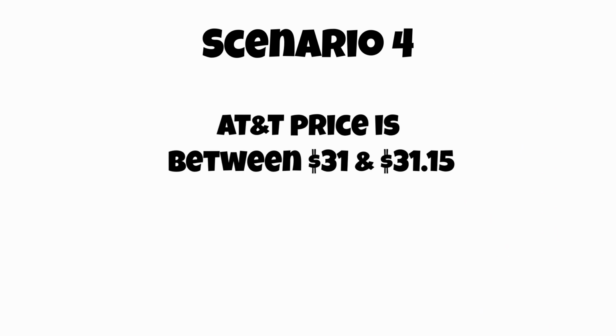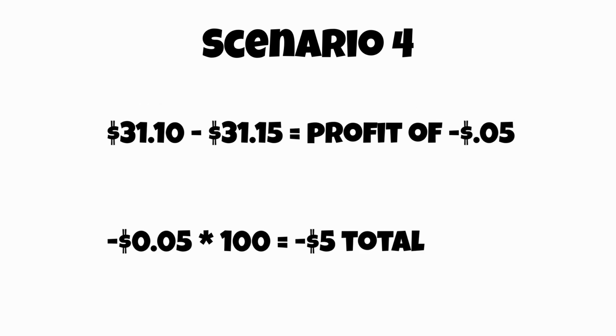The last scenario would be if AT&T was trading between $31, which is the strike price, and $31.15, which is the break-even price, on the date of expiration. In this scenario, you would not lose your entire investment, but you would lose a portion, calculated by share price minus break-even price. So, for example, if the stock was $31.10, Dave would lose 5 cents per share, or $5 overall, but would not lose his entire investment of $15.